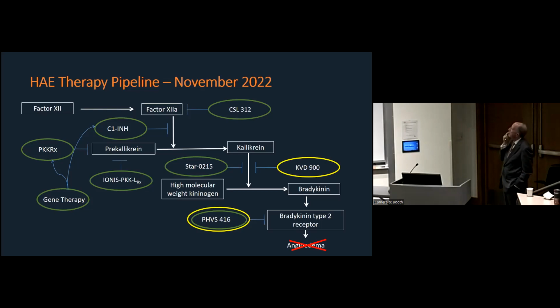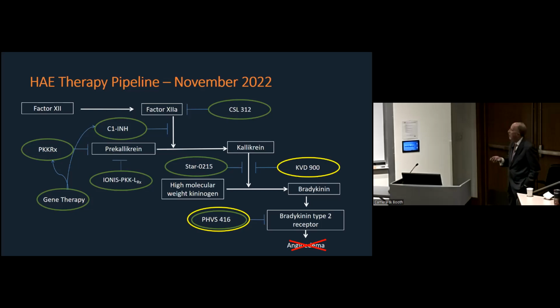The closest one to being approved is CSL312 or garadacimab, which is a factor 12A antagonist. And then probably most interestingly, even though we've got all these great drugs, gene therapy is entering this field as well. Jim Widmer has dosed a couple of patients using an adenovirus vector for induction of C1 inhibitor into hepatocytes. And then there's a trial that uses CRISPR-Cas9 to edit the prekallikrein gene to knock out prekallikrein so that the pathway doesn't have the juice to go, if you will. And those initial results were reported just a couple of weeks ago at the college meeting, and they seem to be very, very promising.